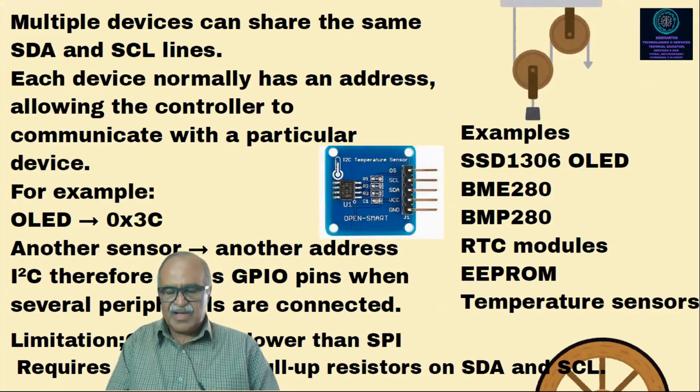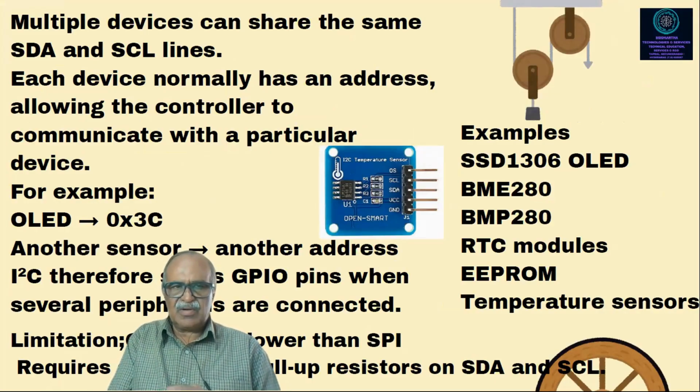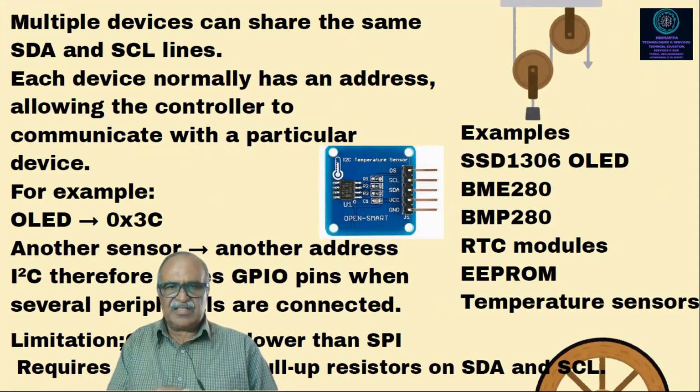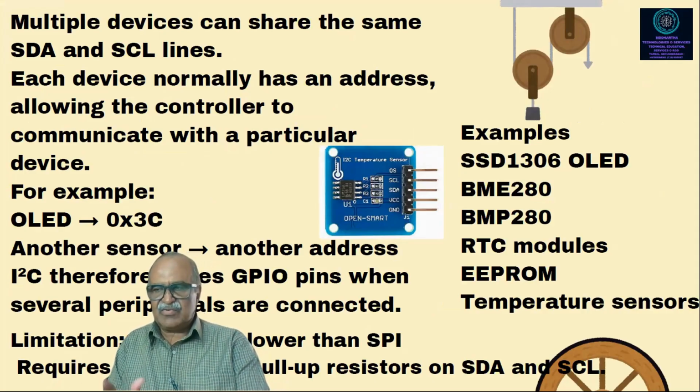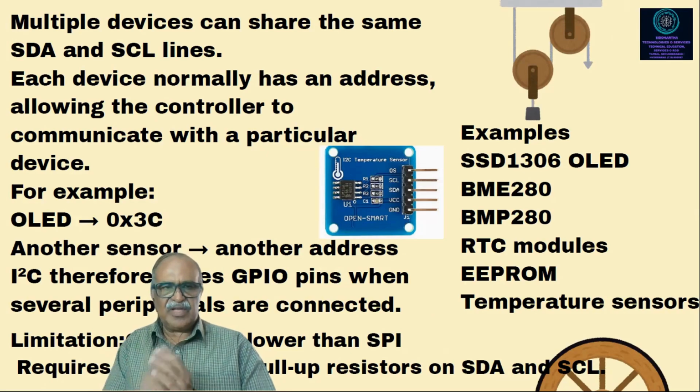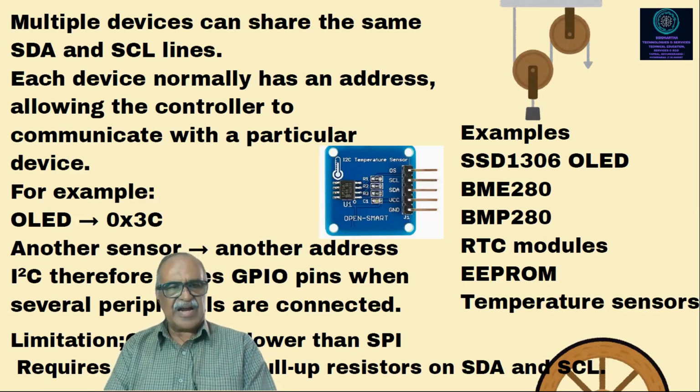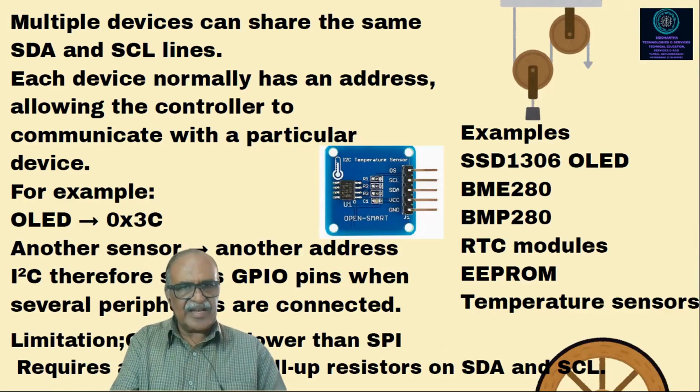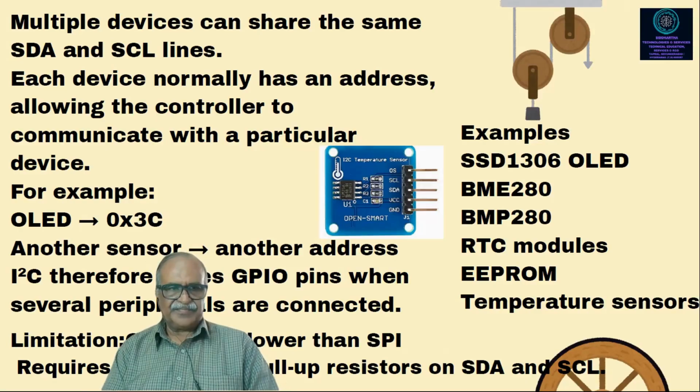For example, OLED has 0x3C. It can be 3C, 3D. The next sensor should be different. It should not be 3C. That is what we call the address. Okay. Another sensor, another address. I²C therefore saves GPIO pins when several peripherals are connected. Only two lines, and several peripherals on a single line we can connect to it.